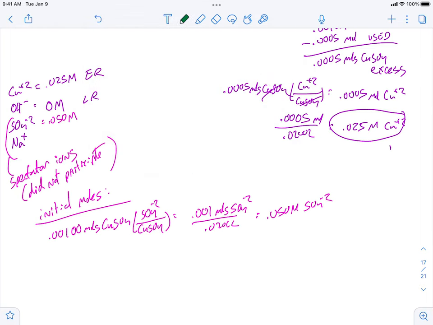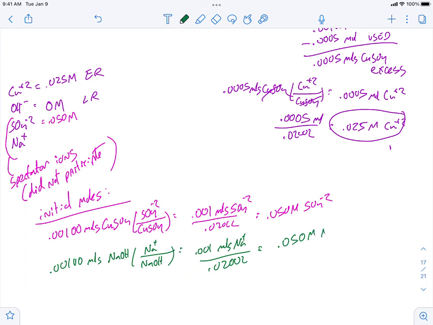And I do the same for sodium. We had 0.001 moles of sodium hydroxide. In every sodium hydroxide, there's one sodium ion. So 0.001 moles of sodium divided by the volume. The molarity is going to be 0.05 as well.